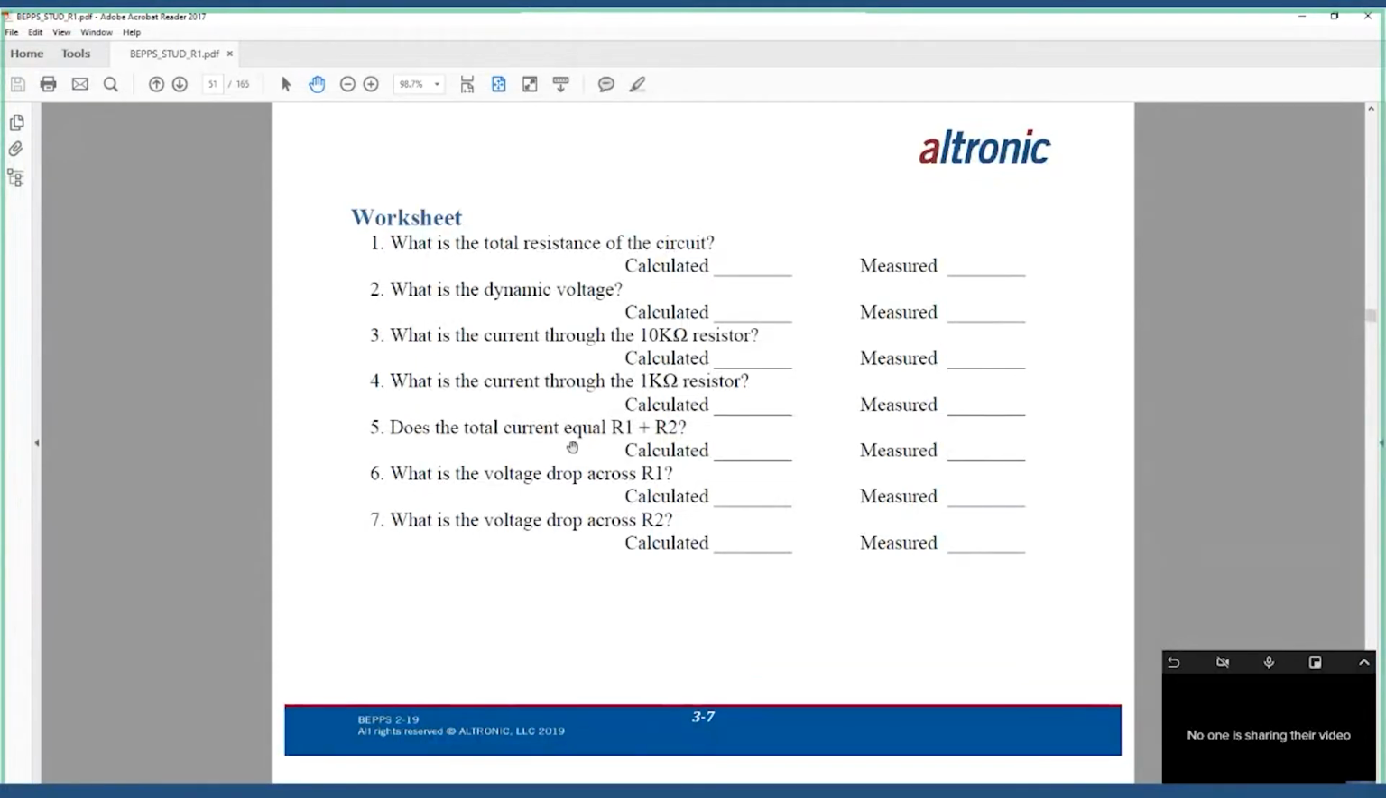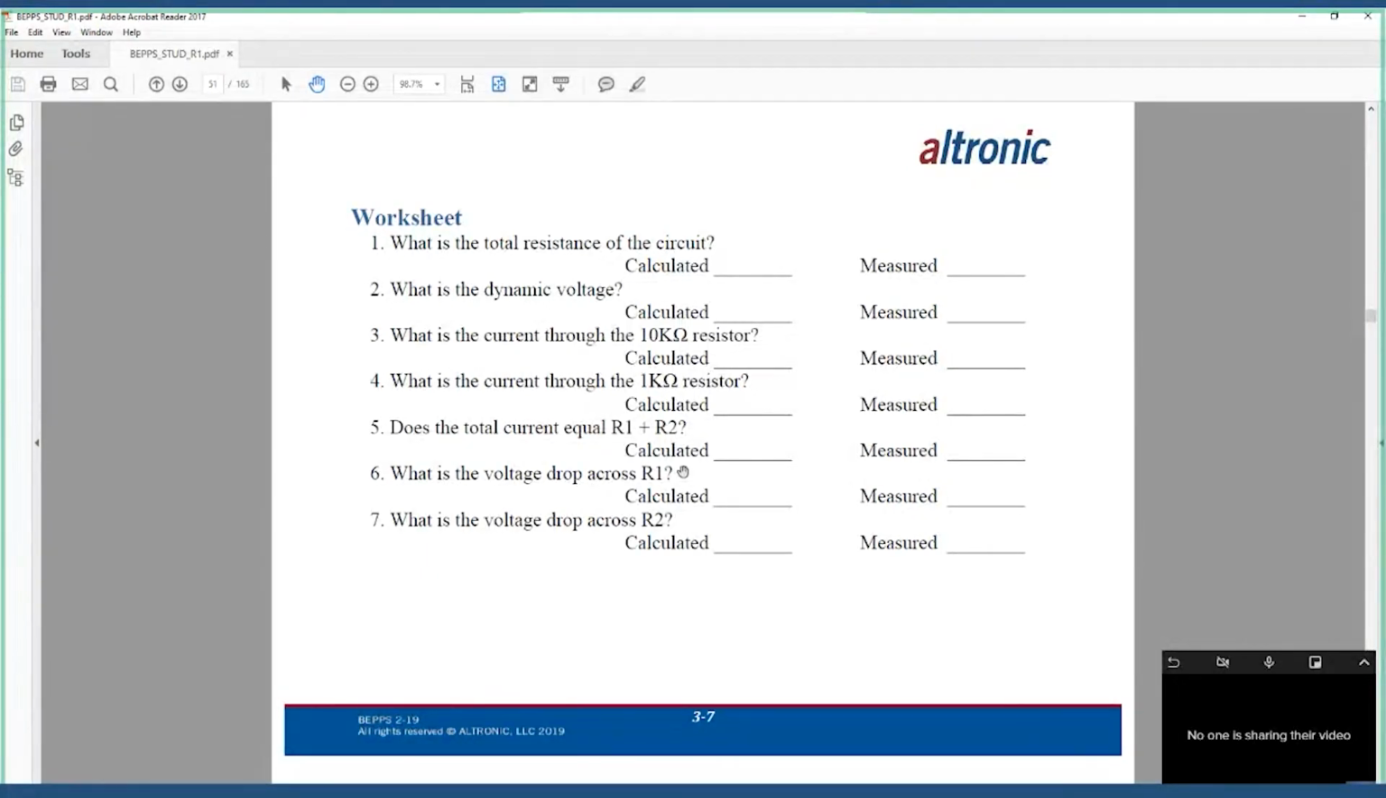Let's look at this next question. Does the total current equal resistor 1 plus resistor 2 calculated? If we add that up, I just got 0.0099. Does that sound about right, Lester? Yep, that's right. Is that right? That's what I came up with.